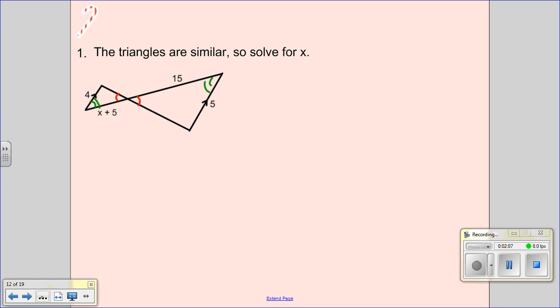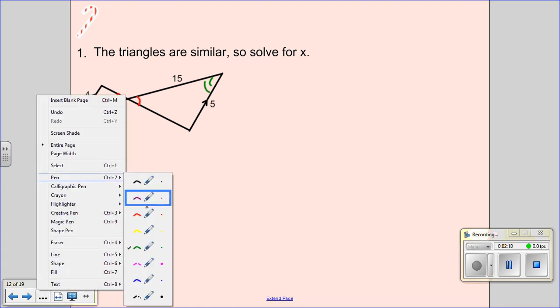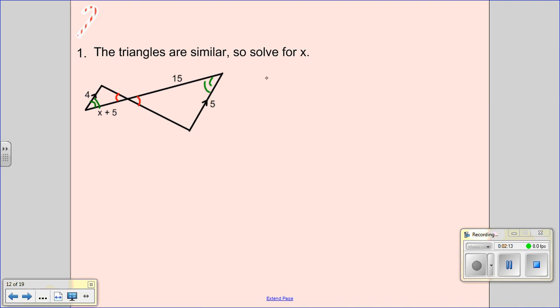So I can set up my proportion now using that information. So 15 is proportional with x plus 5, and also 4 is proportional with 5. But make sure you put it in the correct spot. So since 15 was on top, we'll have to put 5 on top because it's from the same triangle. And then that means 4 would have to go on the bottom. So there is a correct placement for this proportion, so be careful.